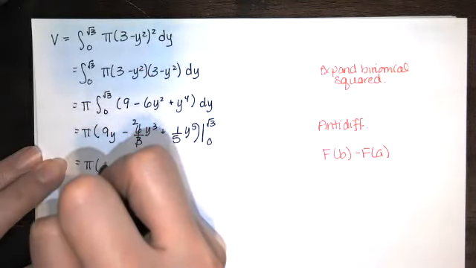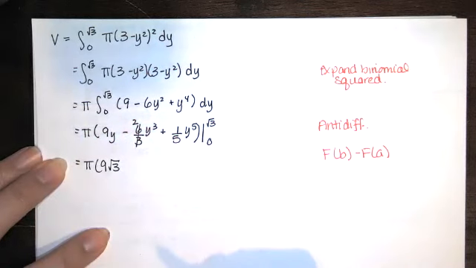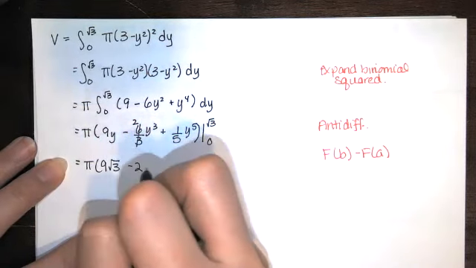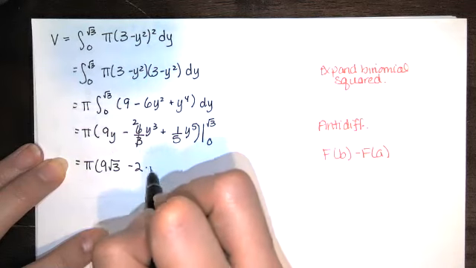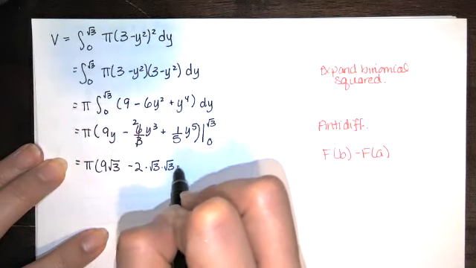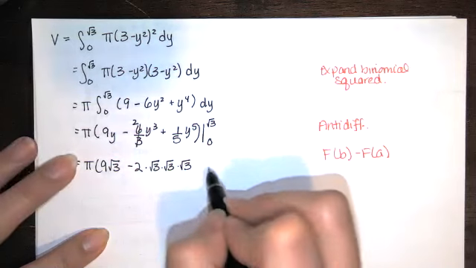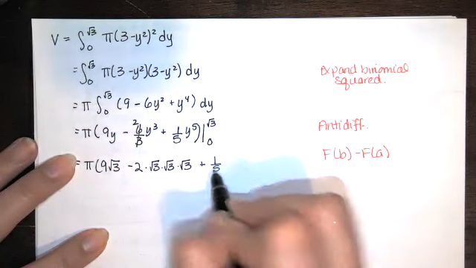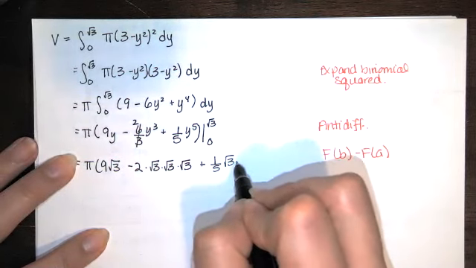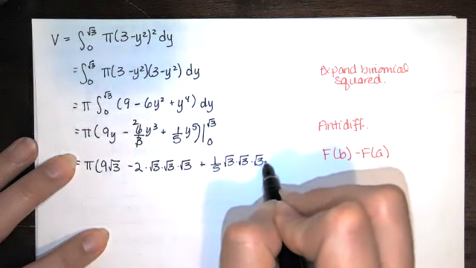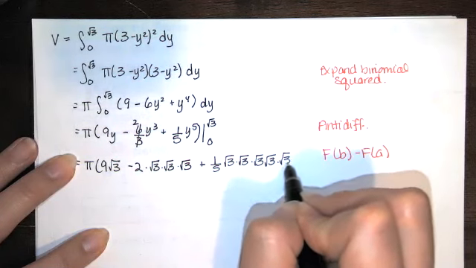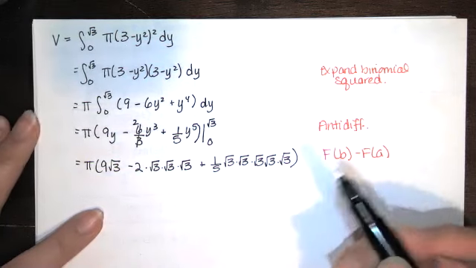So at the upper limit, we'll have 9 times the square root of 3 minus 2 times square root of 3 cubed. That's square root of 3 times square root of 3 times square root of 3. And then we have 1/5 times square root of 3 to the 5th. Now you don't have to write it out this way. I just think it makes it easier to explain what it is that we're doing.